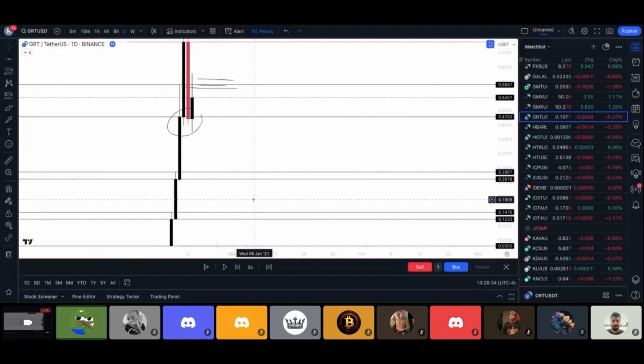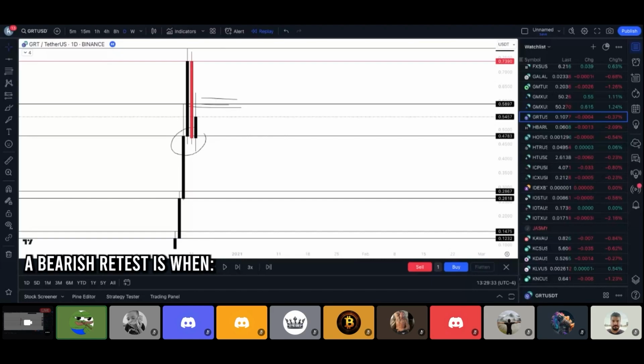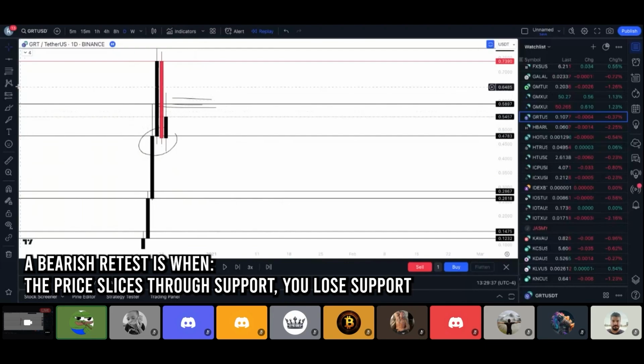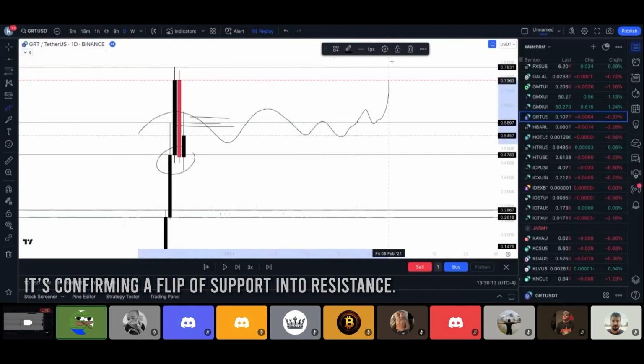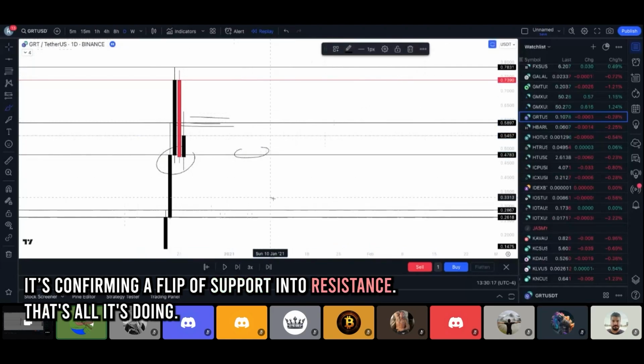A bearish retest is when the price slices through a support, you lose support, and then retest that same support for a short. That's what a bearish retest is. So it's just confirming the flip of support into resistance. That's all it's doing.